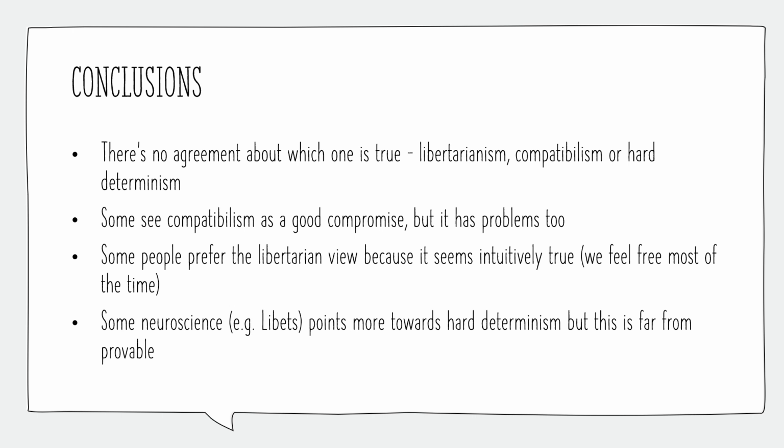Some examples of neuroscience, so there's a bit in the textbook about Benjamin Libet's study, who did a study where there's some evidence in the brain that we make decisions before we're consciously aware that we make decisions, which supports determinism. But even Libet's kind of backed off from that conclusion in the end, and it's very, very far from provable. So we really don't know if we're free or not, which is kind of what makes this so interesting, if a little bit frustrating.